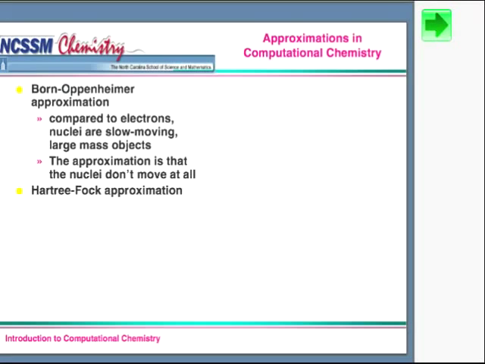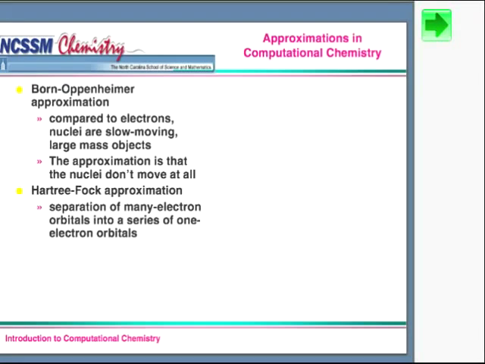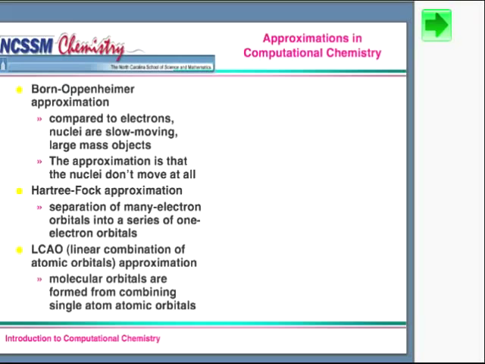The next one, the Hartree-Fock approximation, is a little bit harder, and I'm going to give you sort of the textbook definition of this. The Hartree-Fock approximation is called the separation of many electron orbitals into a series of one electron orbitals. And I don't expect you to understand that, but that's how this approximation is defined. And we'll talk about that again momentarily. The third approximation is LCAO, or linear combination of atomic orbitals. Basically we say molecular orbitals are formed from combining single atomic orbitals. And we'll give you a description of this momentarily.